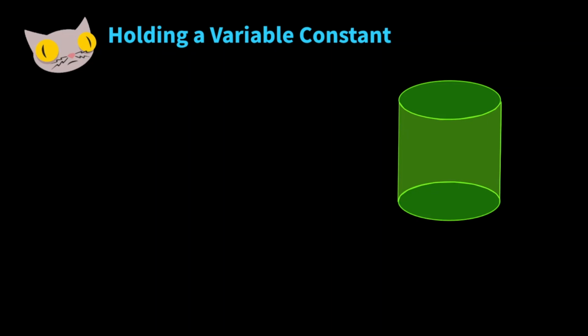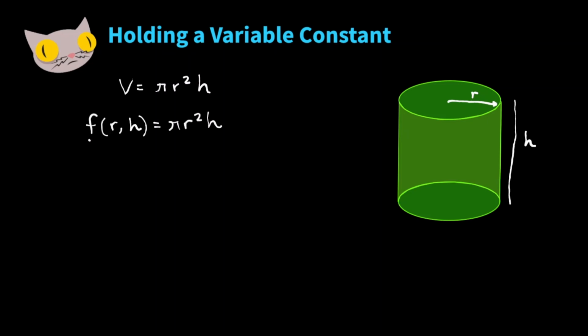So a second ago I told you that a partial derivative is where we hold some variables constant. What do we mean by that? Well, let's take this cylinder for example, the volume of which is equal to pi r squared times h, where r is the radius and h is the height. We can write this as a function with two variables, the two variables being radius and height.